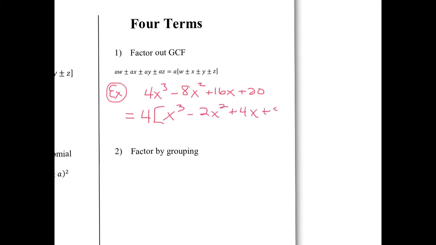It's going to be the first step, if there's 4 terms, to factor out the greatest common factor. Second step, if you have 4 terms, is to factor by grouping. Let me explain how this works. Say that we have this problem.